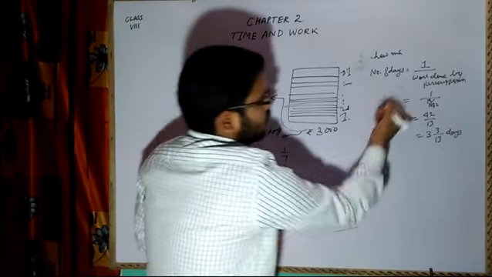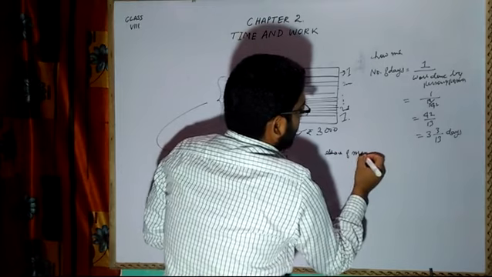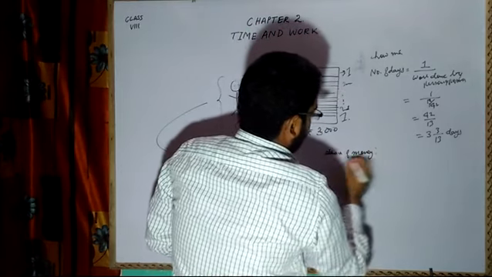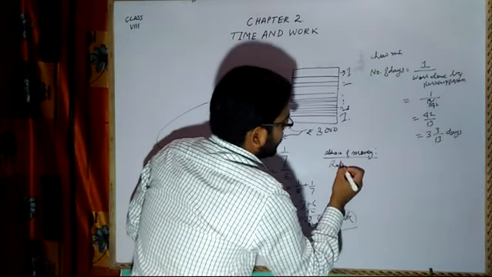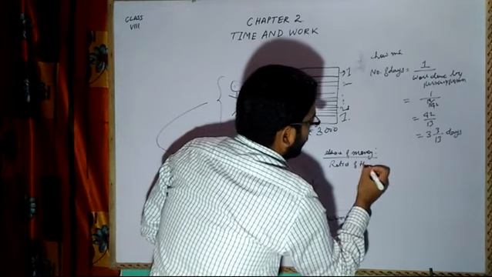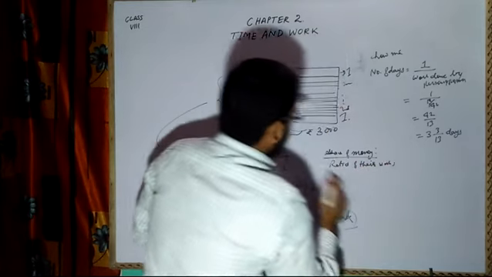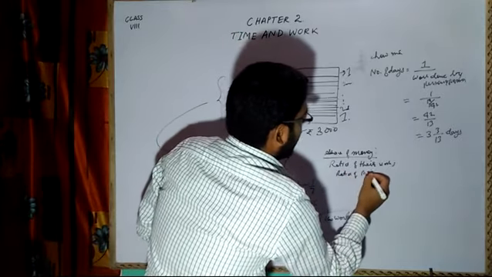So to calculate the share of money, what we have to do is find the ratio of their work. Ratio of their work. So here we see the ratio of A is to B.